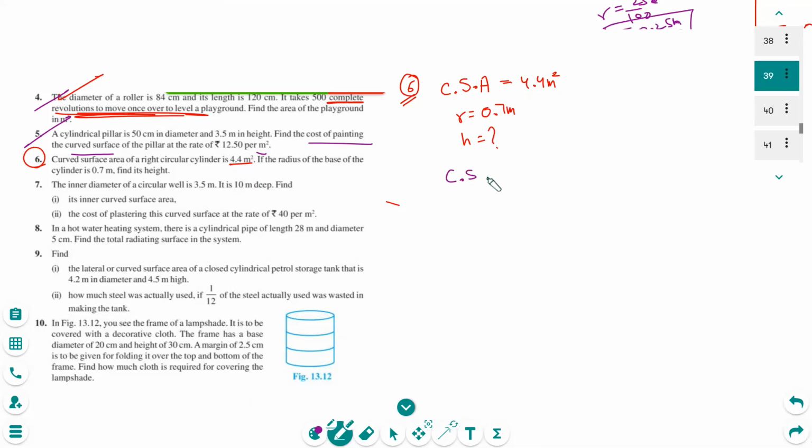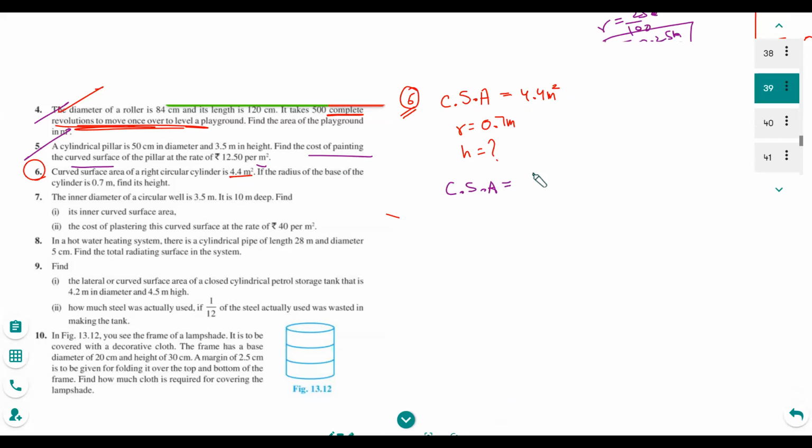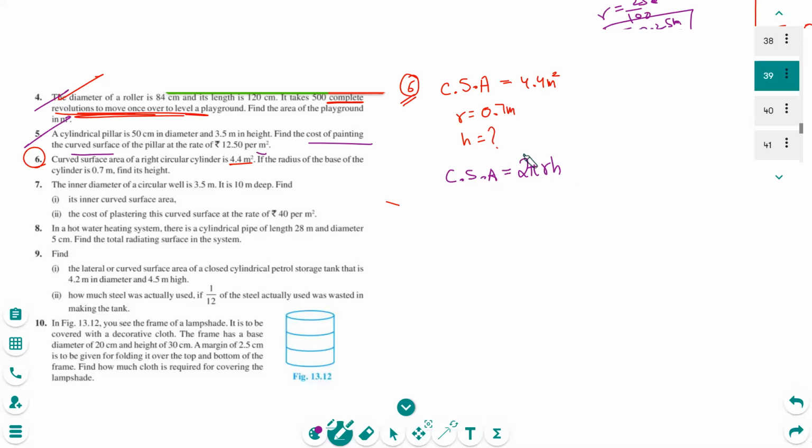See, the curved surface area of a cylinder is what? 2 pi r h. Pi r square h is in the volume section. We haven't come to that part still. So 2 pi r h is my formula for curved surface area.